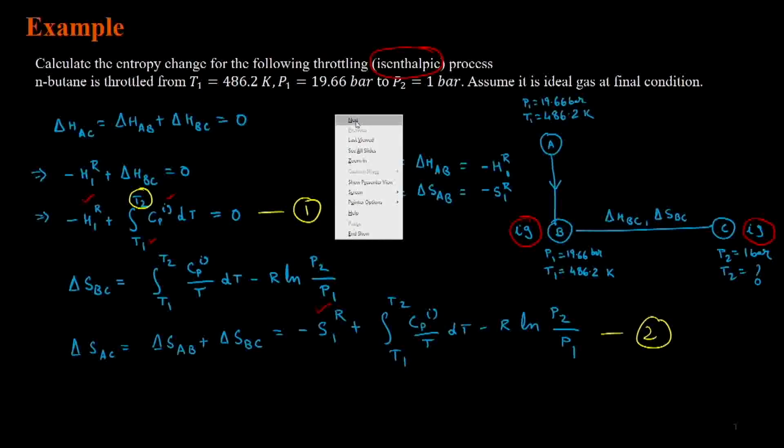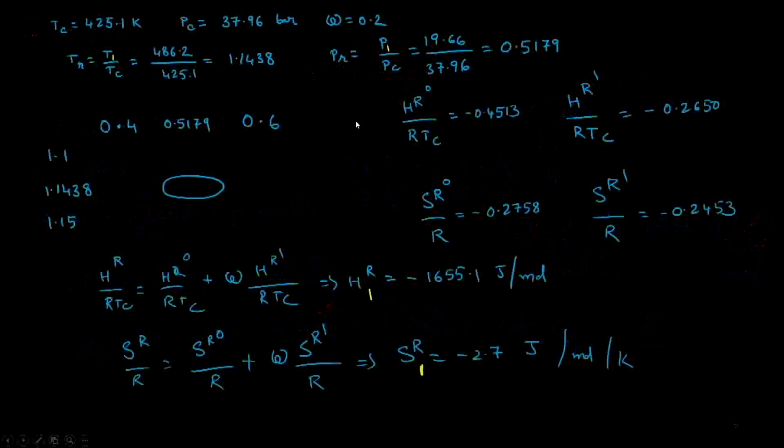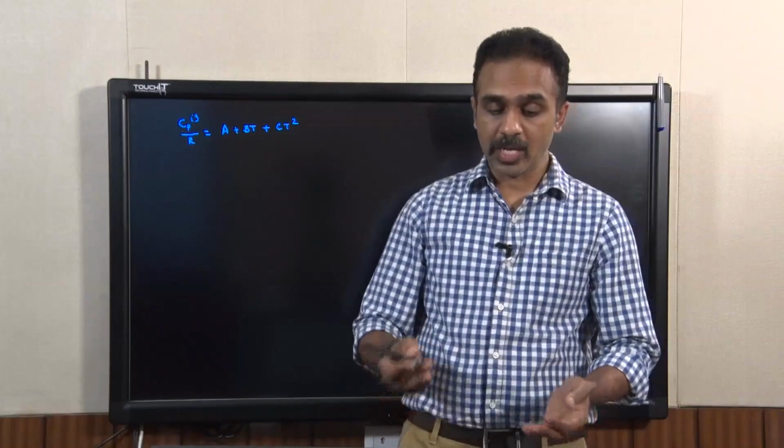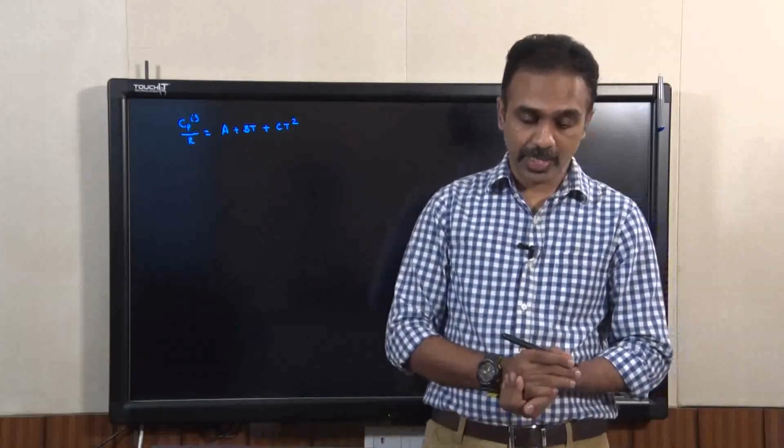To be able to do that, I need a CPIG value. It turns out for n-butane, CPIG is a function of temperature in this form: A plus BT plus CT squared. This is one of the correlations I have found in the textbook for n-butane, the ideal gas heat capacity, or the temperature dependency for that.